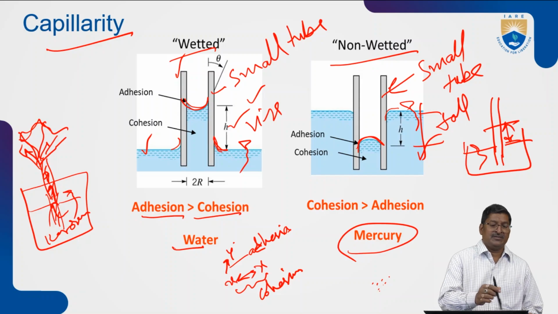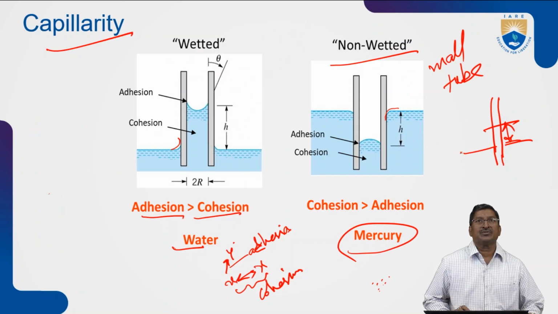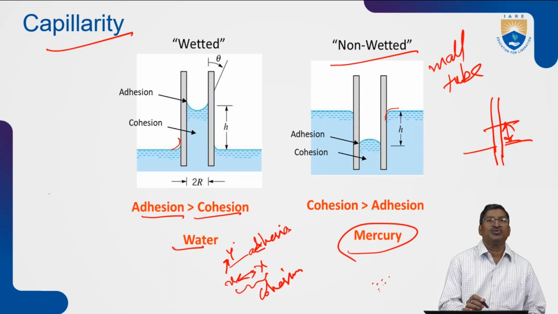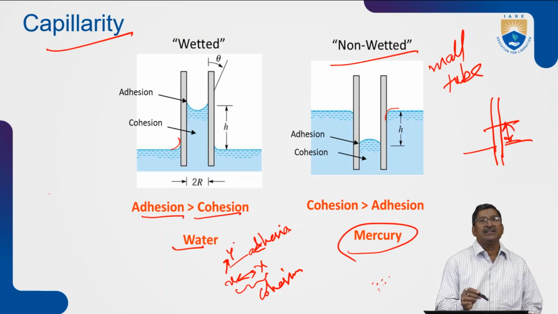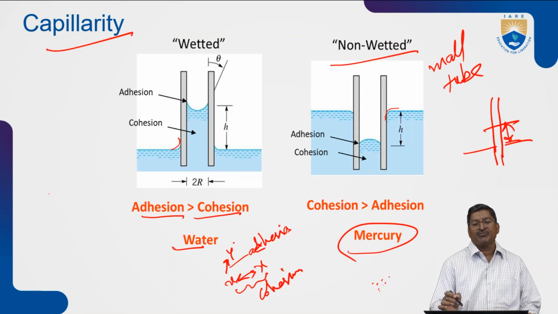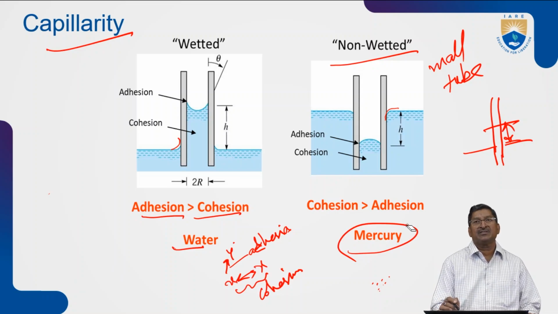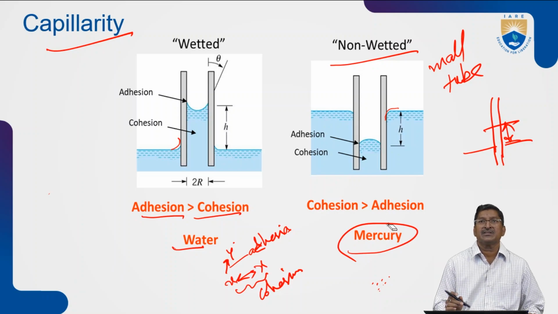And if you see this, this is capillarity rise and capillarity fall. When adhesion is more than cohesion, then there is a rise. An example is water. When cohesion is more than adhesion, that means the same particles attract each other more than they attract different particles, then there will be a capillary fall. An example is mercury.